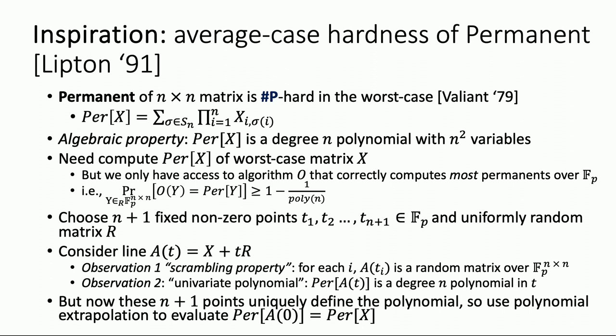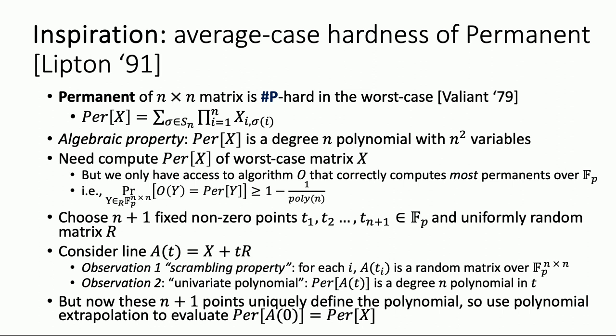Once this box is correct on all of the points, we can then recover our polynomial and evaluate it at 0. So what this is saying is actually really profound. It's not something we see very often in complexity theory. It's like a handful of examples like this. This is a provable worst to average case reduction. It's saying that the permanent is hard even on a, you know, random day.